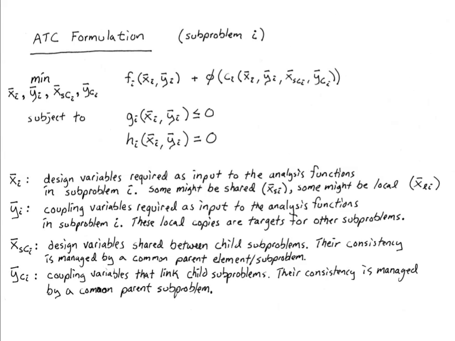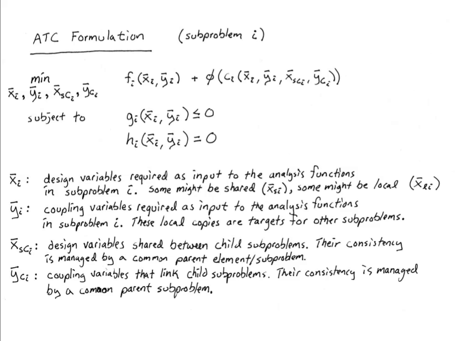Let's have a look at a more general formulation for ATC. Here's the optimization problem for a general subproblem in an ATC hierarchy. This is the formulation for subproblem i. This formulation accounts for all of the features in the previous example, as well as some features we haven't seen yet, such as how ATC manages shared design variables. ATC allows for system design problems with a local objective function for each subproblem, f subscript i. An ATC formulation that has more than one subproblem with a local objective is mathematically equivalent to an all-in-one problem where the objective function is the sum of all the local objective functions.